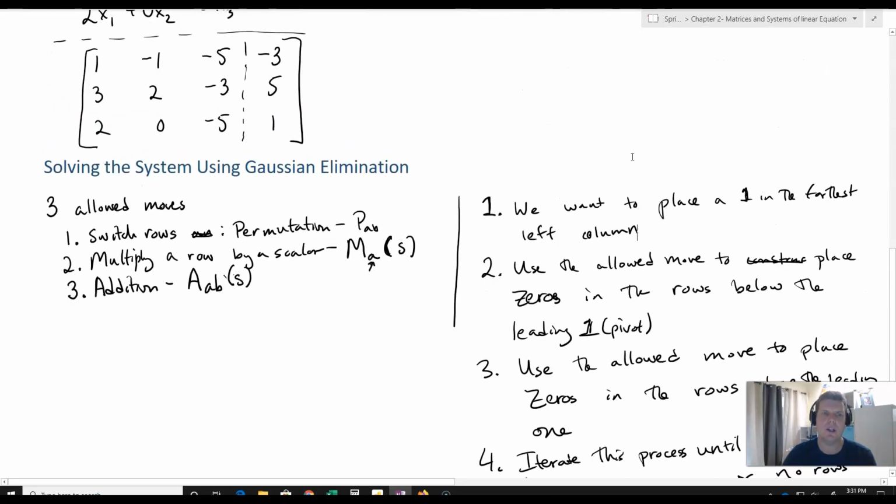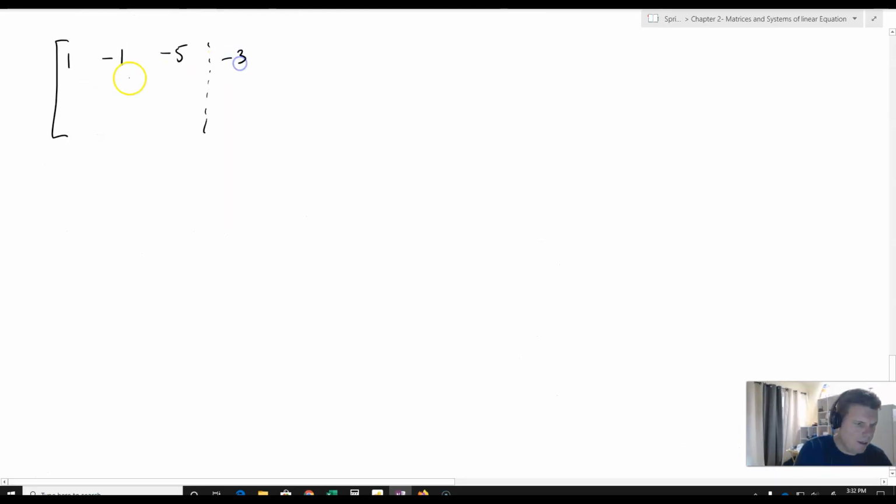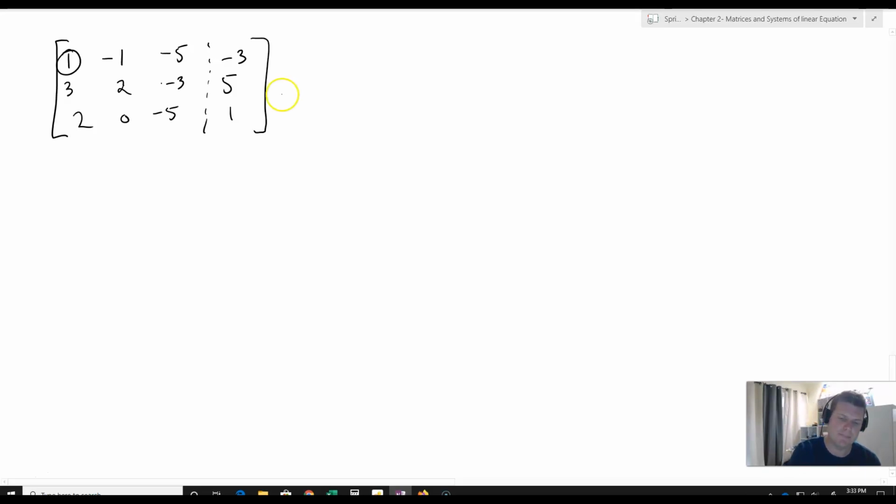Okay, so let's take a look at this particular matrix here that we've set up. -3, 3, 2, -3, 5, 2, 0, -5, 1. And we set this up. It's an augmented matrix, and so it represents a system of equations. So what we're going to do is we first want to get a 1 in the furthest left column as high up as we can get. Basically, if we can get a 1 up in that corner, we want to do it. So we actually already have a 1 there. That's great. We're done with that part of the Gaussian elimination.